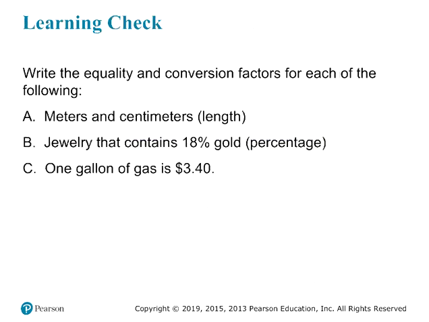Okay, so let's do a learning check. Let's write the equality and conversion factors for each of the following. A, meters and centimeters, so we'll write the equality between meters and centimeters, and then we'll write the possible conversion factors. B, jewelry that contains 18% gold, so that's a percentage. And C, 1 gallon of gas is $3.40. So feel free to pause the video and try these on your own, and then we'll go over them together.